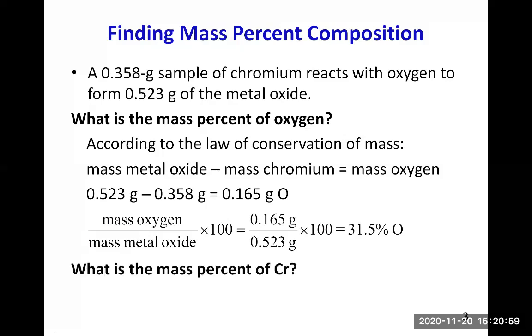And so what is the mass percent of chromium? Well, instead of doing this whole formula where you do the mass of chromium over the mass of the metal oxide times 100, because you know there is only oxygen and chromium in your sample, what you can do is simply do 100 minus 31.5 to get the difference, and the difference should be the percent of chromium, because when you add up the percentages of both elements, you should reach 100% if you have only those two elements in that compound.